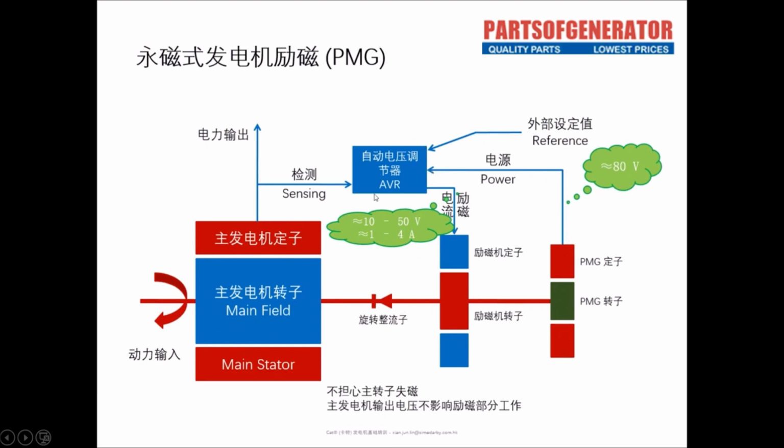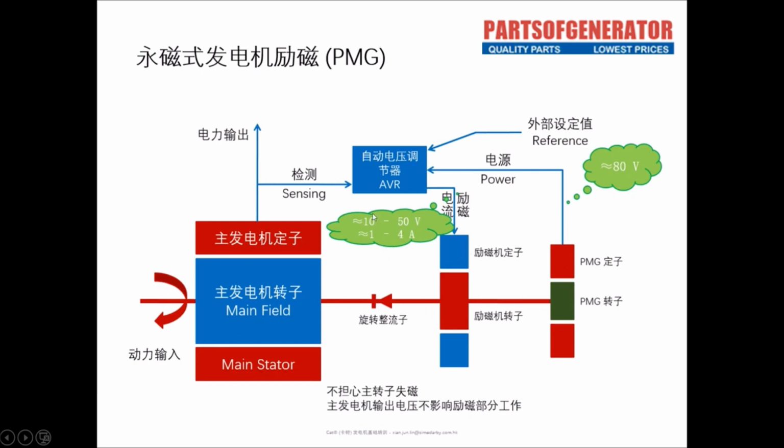Then the permanent magnet generator outputs an AC voltage of about 80 volts, and its frequency is 200 Hz. This is assuming that our engine is a 1,500 RPM engine. So the frequency of the permanent magnet generator is 200 Hz. This AC power is sent to the AVR.